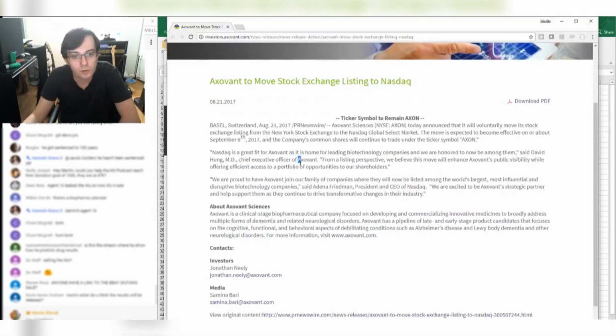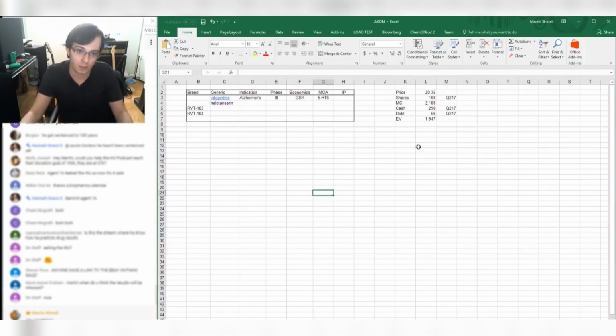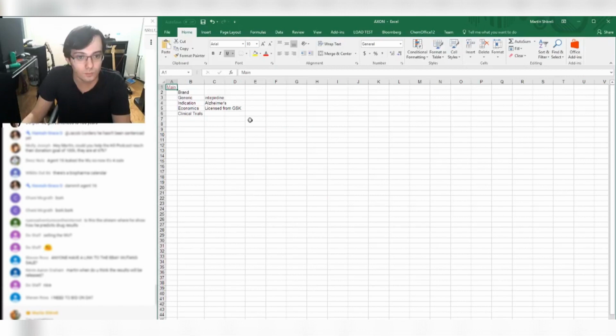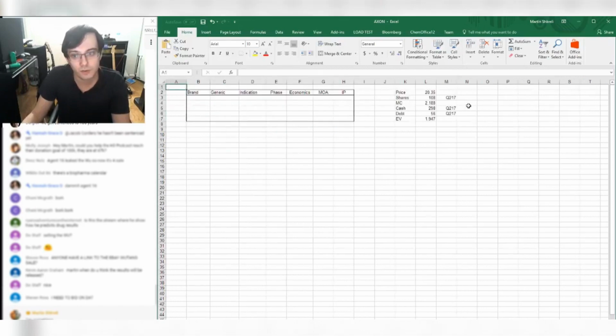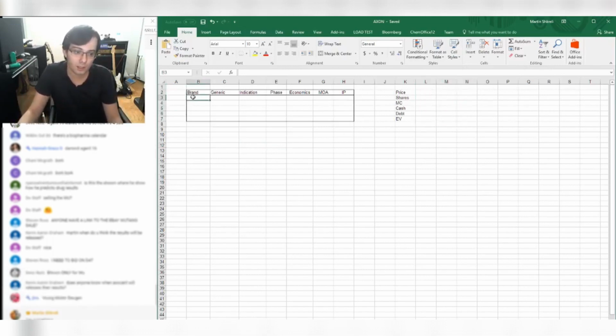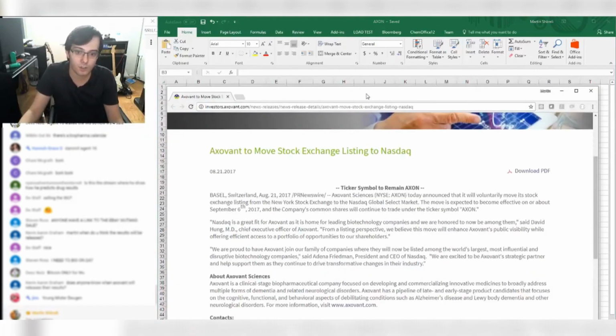One of the reasons you do it this way is so that as you read them, you're putting the information into your model. So we can actually start from scratch, because I want to show you how to do this from scratch. We can really start all over again, and this can be a sort of template. Again, you'll see my method as I go on. Assuming from scratch that I know that I want to look at Axovant, how would I go about looking at it?